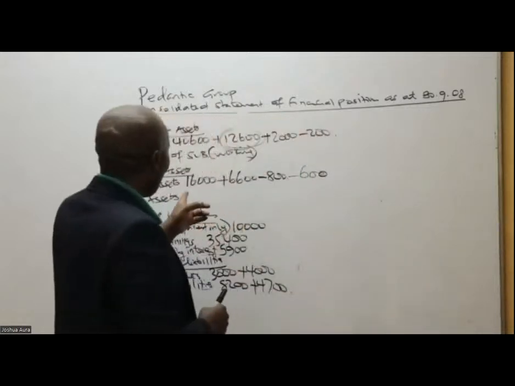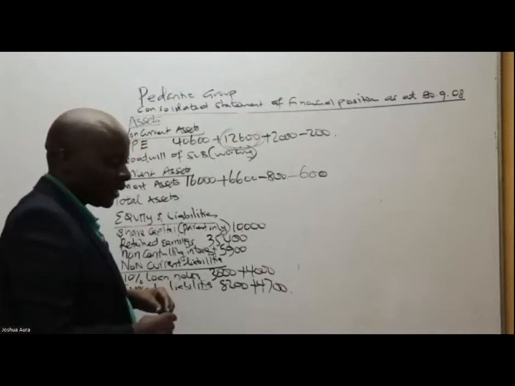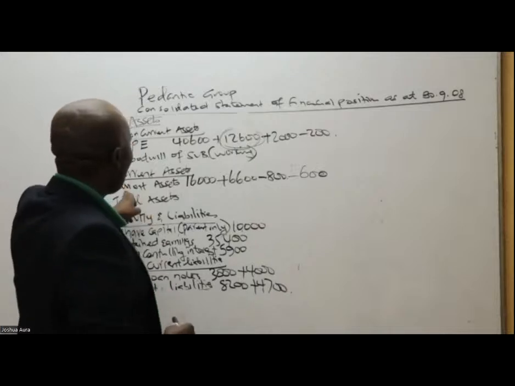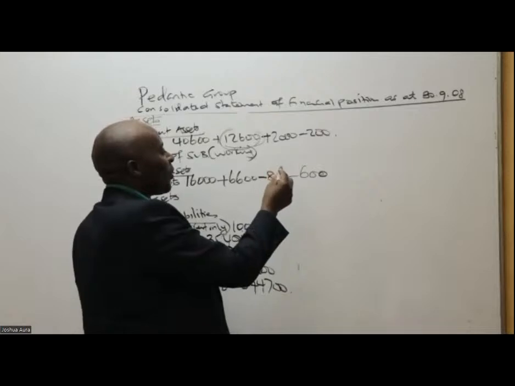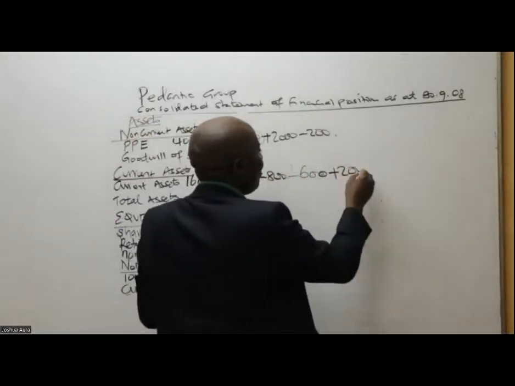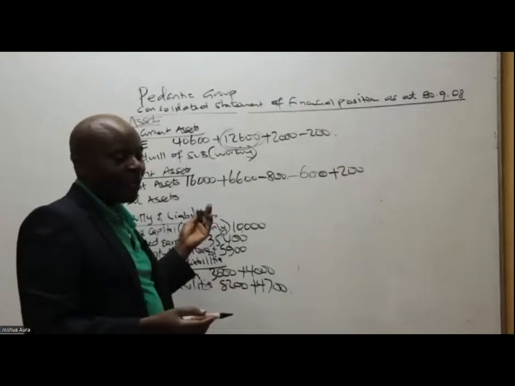Nitakuja niweke wapi hapa kwa group sasa? Macho ya group ni kubwa sana. Niweke wapi hiyo cash in transit? Yeah, either we introduce hapa cash CIT row, ama ukuje useme hapa cash in transit kwa current assets, useme plus ngapi? Useme plus 200. Yes, useme plus 200.